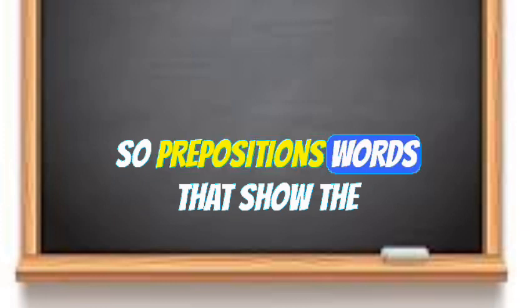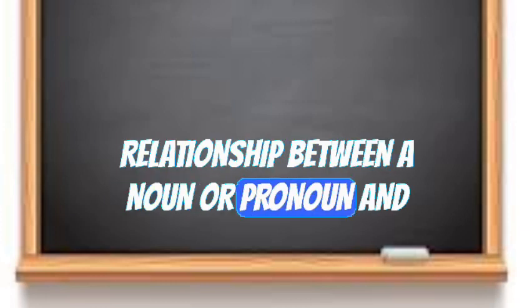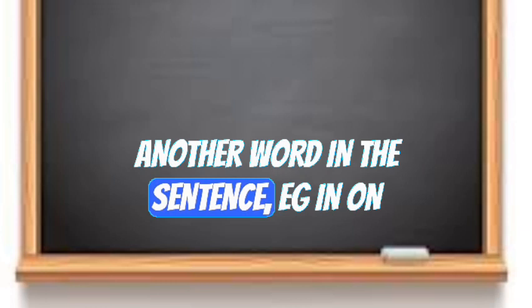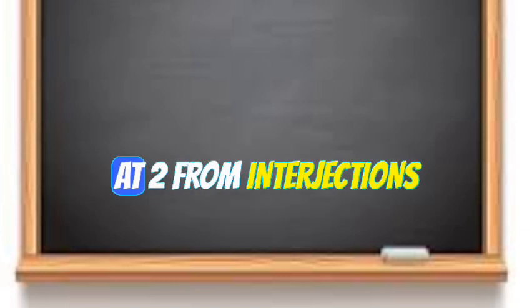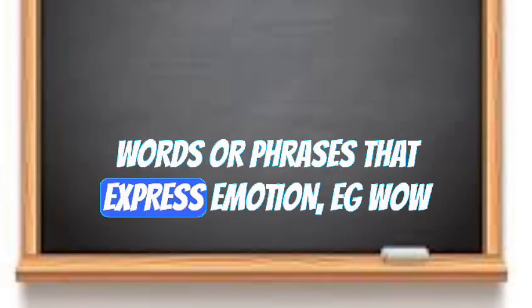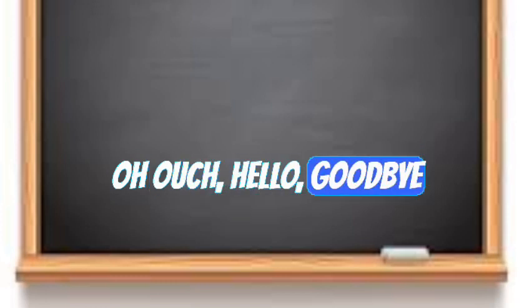Prepositions, words that show the relationship between a noun or pronoun and another word in the sentence, e.g., in, on, at, to, from. Interjections, words or phrases that express emotion, e.g., wow, oh, ouch, hello, goodbye.